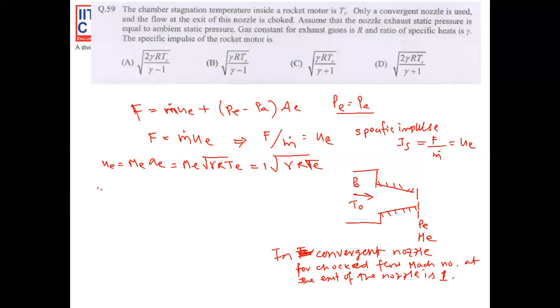So Ue is nothing but, so it can be written as Tc into T by Tc, because both Tc get cancelled and we will get this equation. So a Tc is nothing but the chamber pressure.